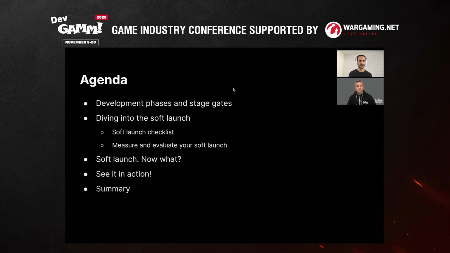Here's the agenda we'll be hitting today. First, we'll go through some of the development phases and a concept called stage gating that Omar will introduce to you shortly. Then we'll dive into the concept of soft launching, what you should be looking at during that soft launch process, as well as how you should measure the success of your soft launch. And eventually, the success of that soft launch will dictate now what? How do I go into my global launch? How should I head into live operations? Then we'll go through a bit of an example of a case study on how we would move through the stage gate process from concept to retention, monetization, and acquisition. And then we'll wrap it up with a summary.